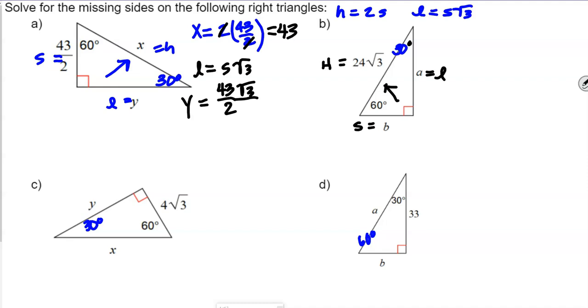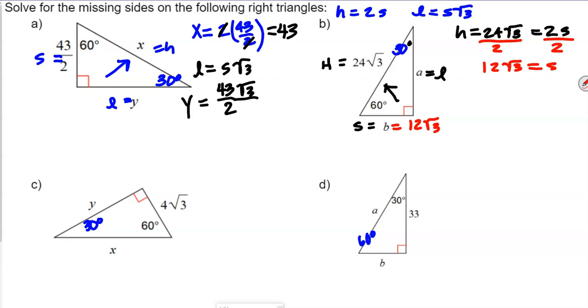So H equals 24 square root of 3, which equals 2 times the short leg. So we're going to divide both sides by 2 here. So that's just going to be what? 12 square root of 3 is going to be equal to my short leg. So this is equal to 12 square root of 3, right? Because that's our short leg.